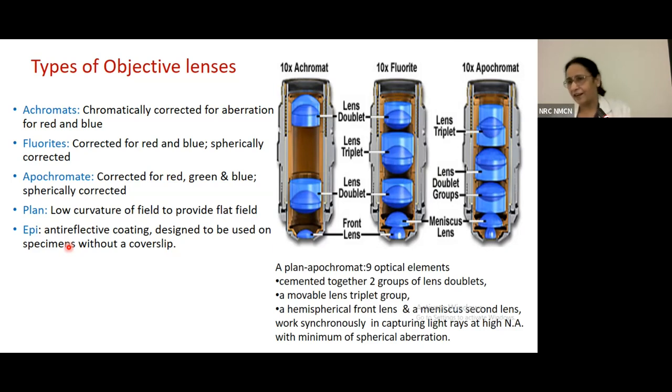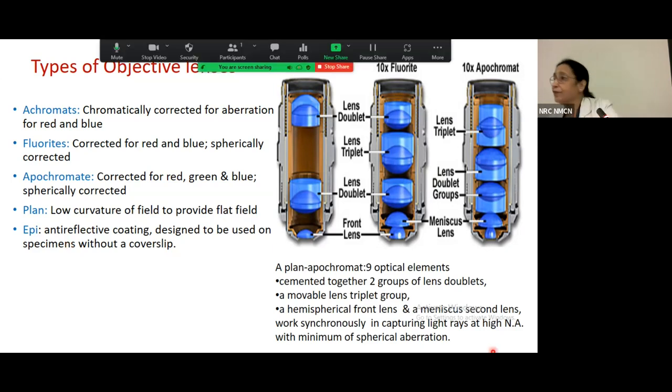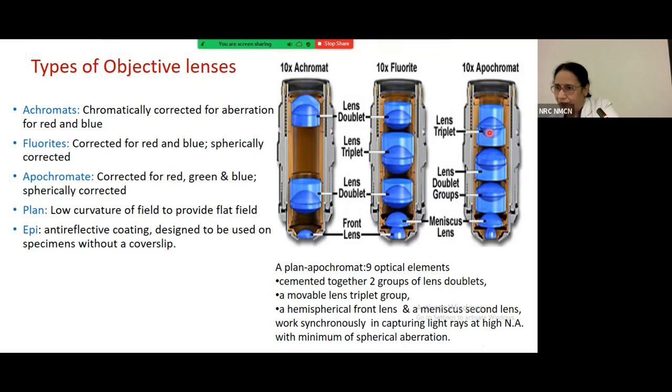So if we see an apochromat lens, you will find that it has 9 optical elements which are cemented together: 2 groups of doublets, 1 movable triplet, a hemispherical front lens, and a meniscus second lens. All these lenses work synchronously in capturing light at high NA so that there is minimum spherical aberration.